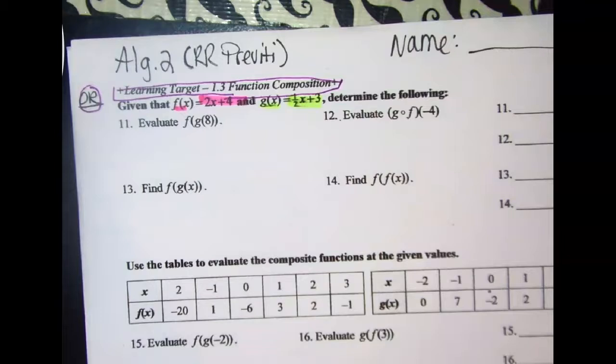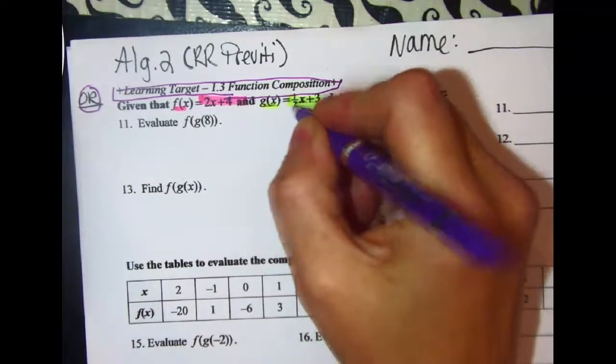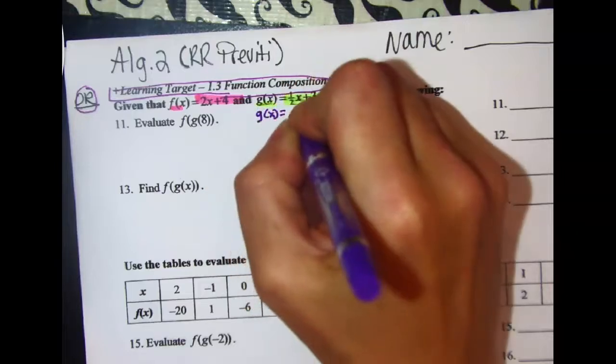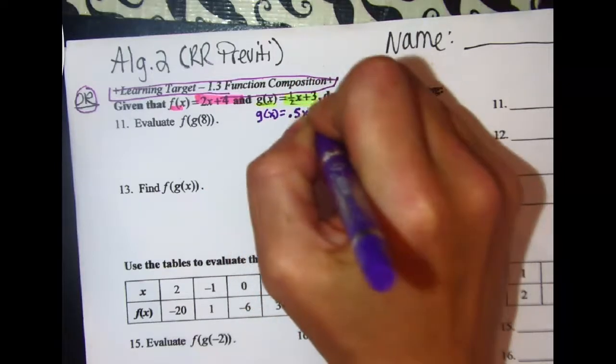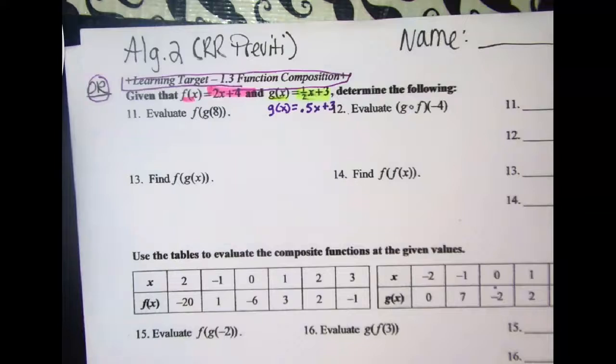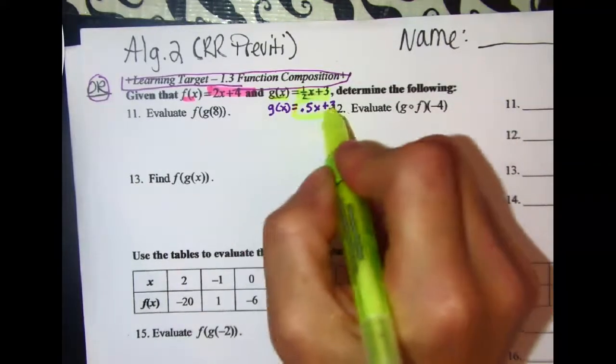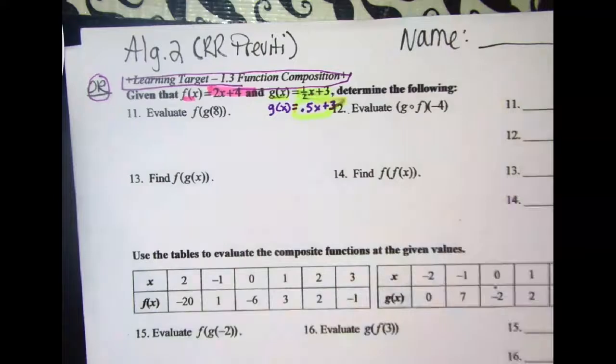And again, I sometimes go through and change it to be a decimal. So you could also have g of x equals 0.5x plus 3. Either way, it means the same thing. In my mind, for some reason, I think there's less room for error, but you can do whatever you want. You do have a fraction key on your calculator.